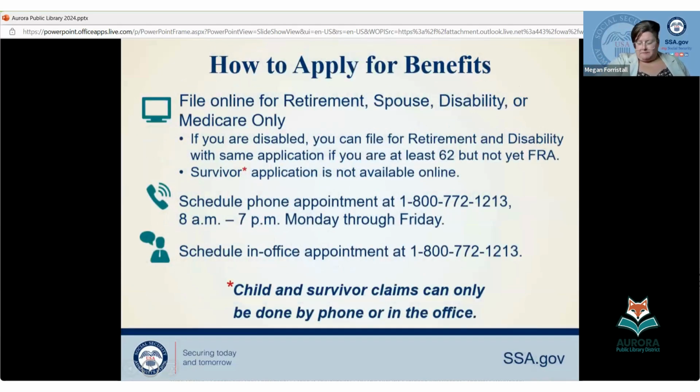As far as how to file for all the benefits we talked about, except for survivors, for retirement, spouses, disability, or Medicare only, the easiest way is to file online. Do not worry, someone still reviews your application before we process it. You don't hit the button and then you get a check. We're going to look it over. We're going to let you know if we need anything. So it's the easiest and fastest way to do things.